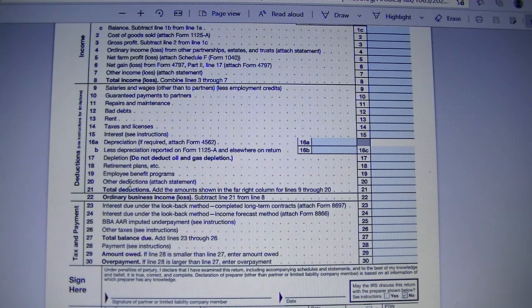read every single line, deduction, and expense, to see if you have that type of expense. If you don't, you just leave the space blank. If you do, you add it, or you read the instruction to see if that applies to you. And then you have tax and payment. So interest due under, you just read those to see if something applies to you. Otherwise, you leave it blank.